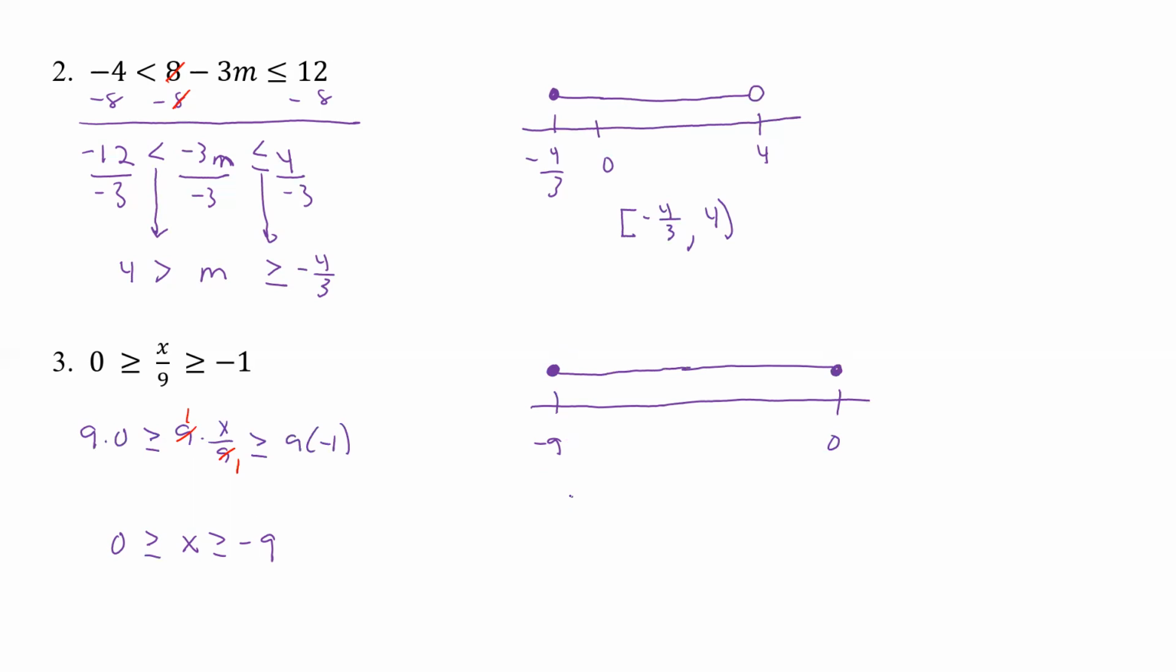Now, what does it look like in interval notation? Negative 9, 0, brackets on both ends. Okay.